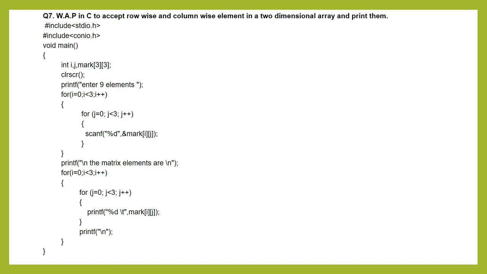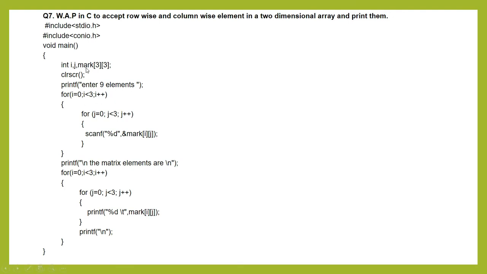As per the first question, it asks you to accept row-wise and column-wise elements in a two-dimension array and print them. That means in a matrix type of array, you have to define it, accept different numbers and store them. After that you have to print it. So let's see in this question how we are defining the array.